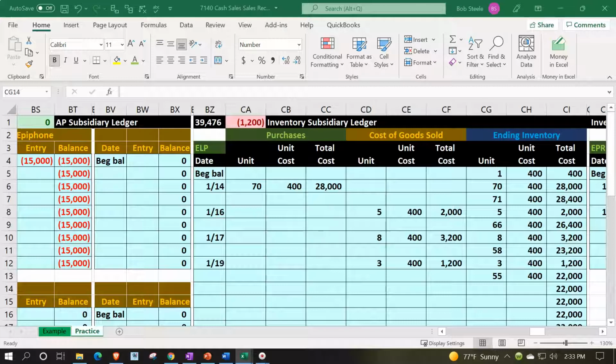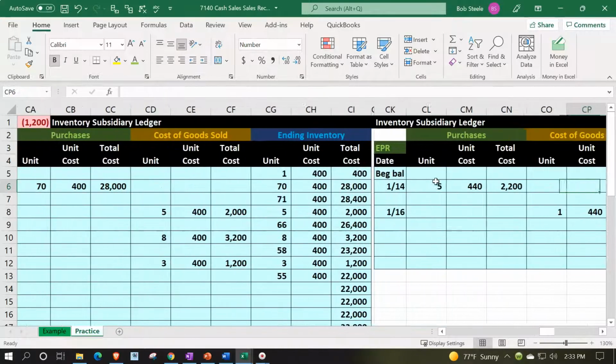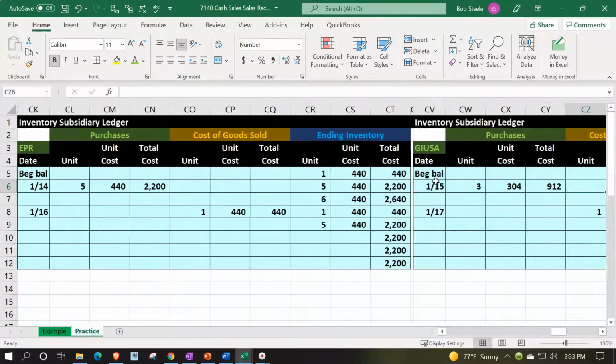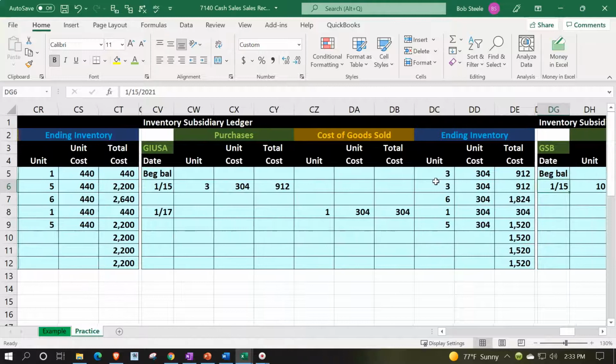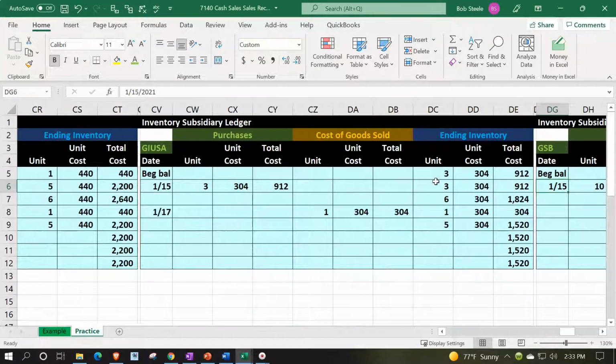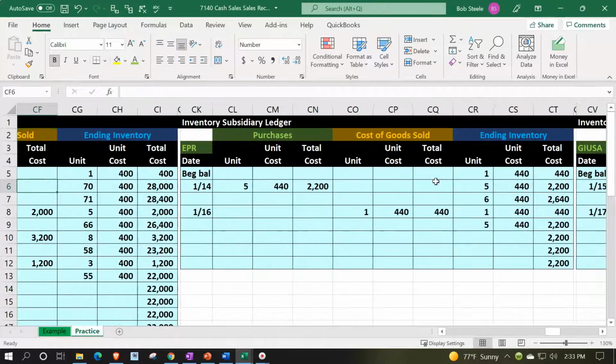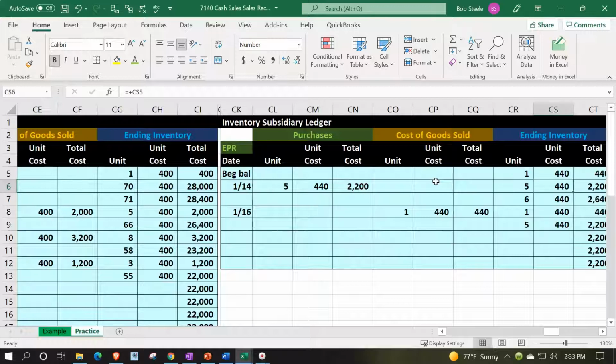Notice it doesn't matter what flow assumption we're using, LIFO, FIFO, or weighted average, because we didn't have any change in the cost. Okay, so then let's do it over here. We also sold a GSB, which is this one, a GSB. Where's the GSB?